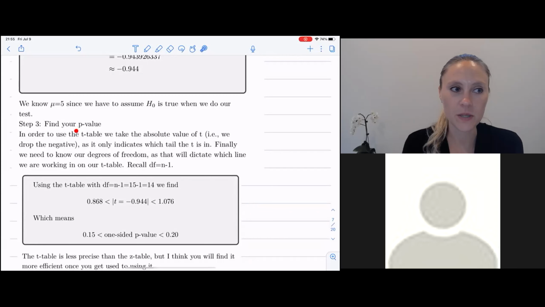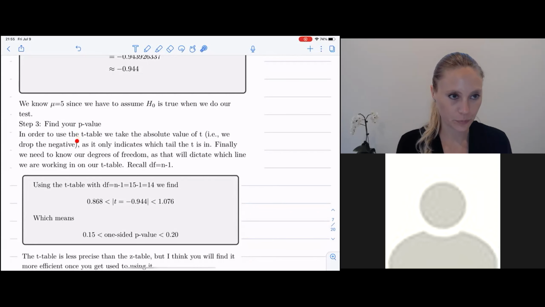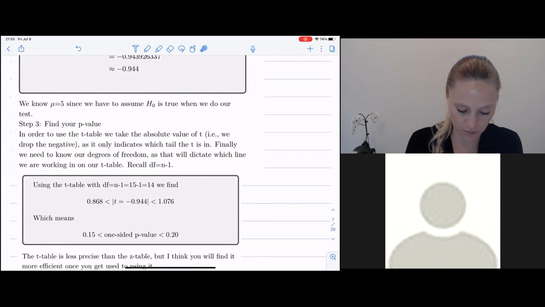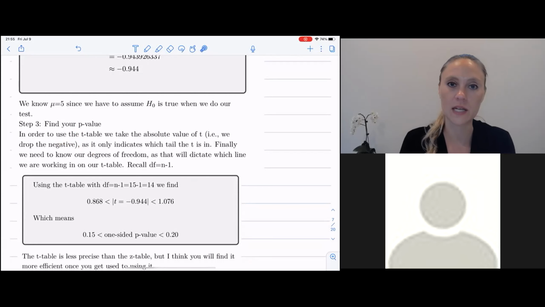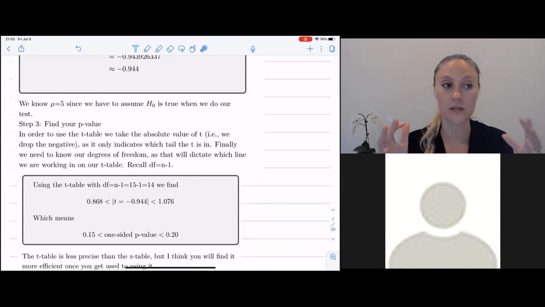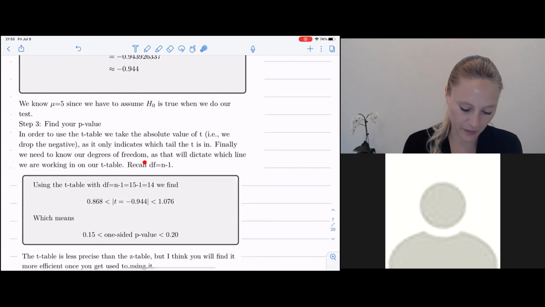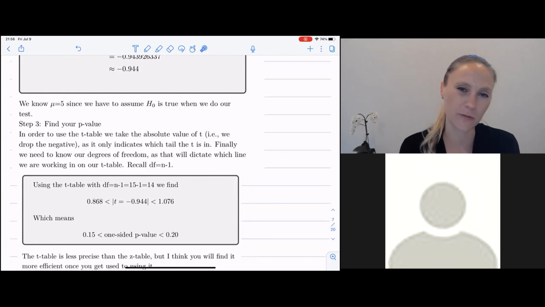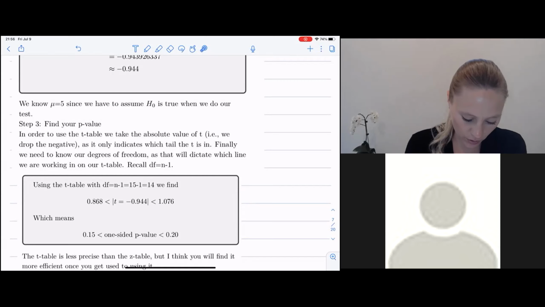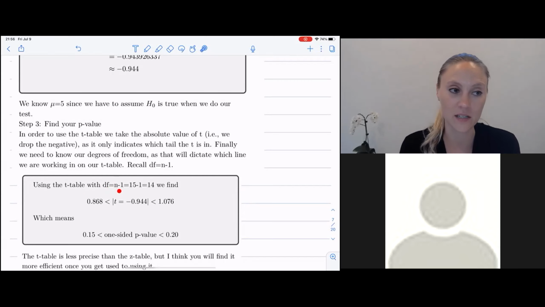Step 3, find the p-value. We've got a negative value for t, right? So in order to use the t-table, we have to find the absolute value, which is basically dropping the negative, because the negative really only indicates which side of 0 the t is on. The tails have the same area in them. And we need our degrees of freedom. I want to see how you found the degrees of freedom. This is not because I don't think that you can do 15 minus 1. I do. But you need to show me that you know all the steps of what you're about to do, right? Show me that you know that you have to find the degrees of freedom and that the degrees of freedom is n minus 1 and your n is 15. 15 minus 1 is 14.